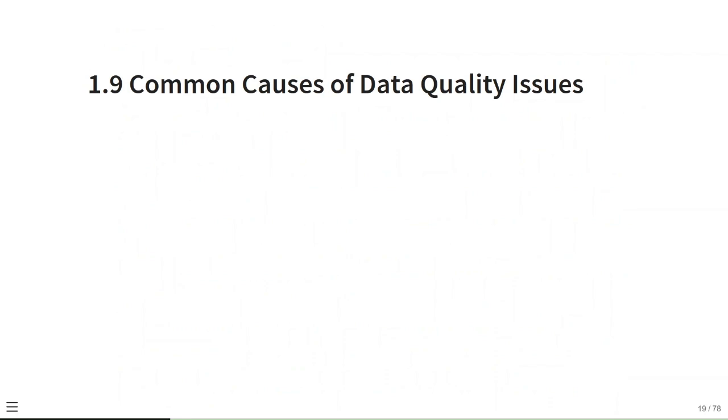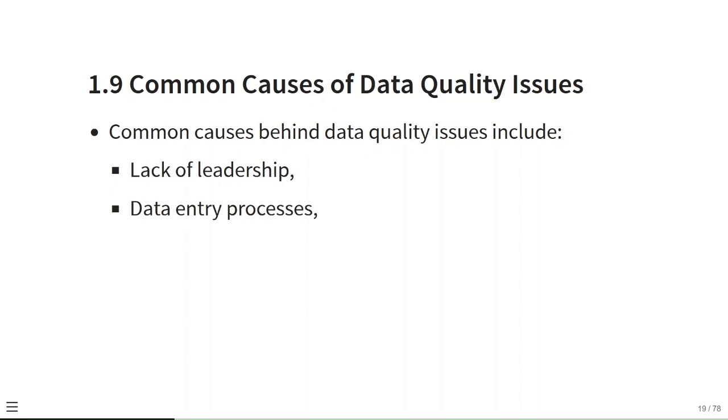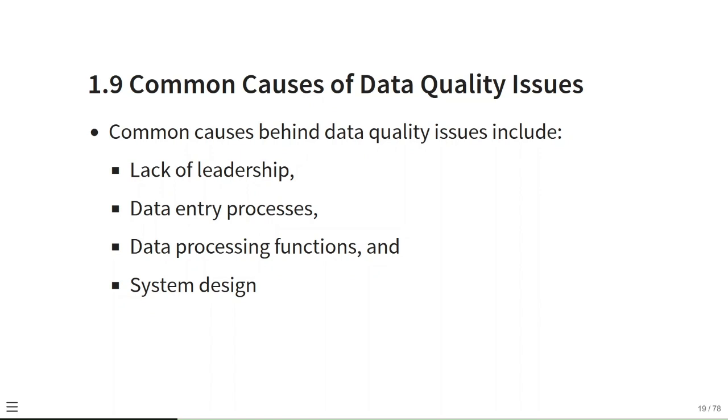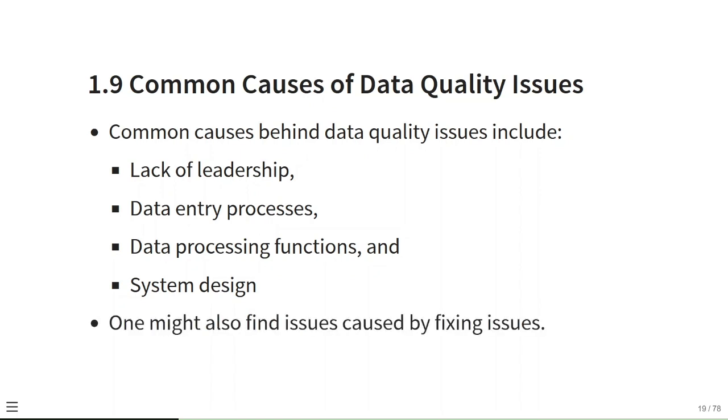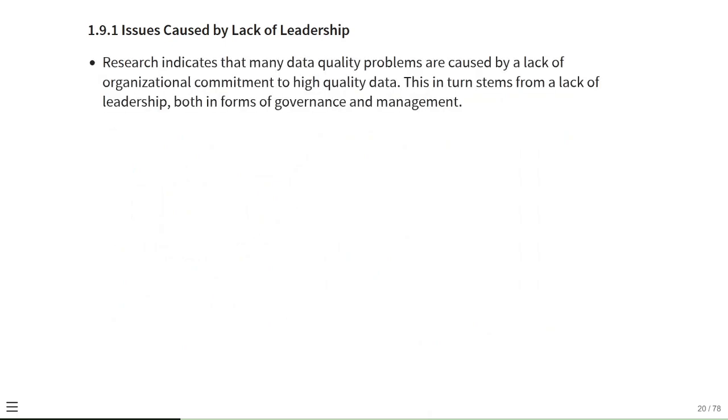Common causes of data quality issues. Common causes behind data quality issues include lack of leadership, data entry processes, data processing functions, and system design. One might also find issues caused by fixing issues. Issues caused by lack of leadership. Research indicates that many data quality problems are caused by a lack of organizational commitment to high-quality data. And this, in turn, stems from a lack of leadership, both in forms of governance and management.